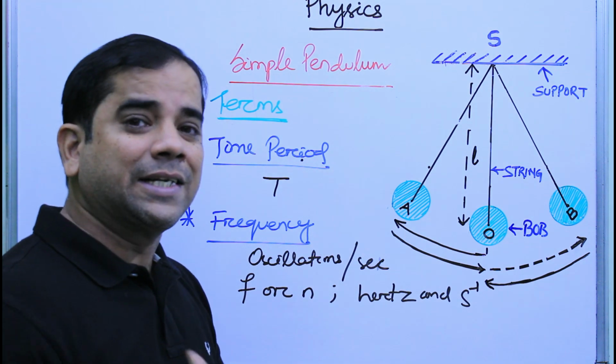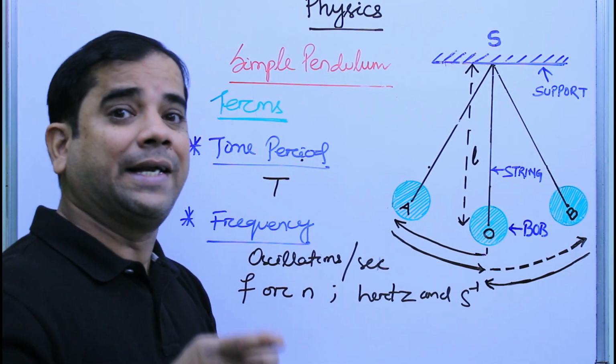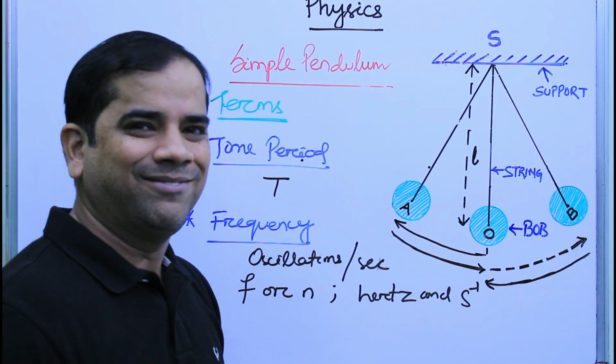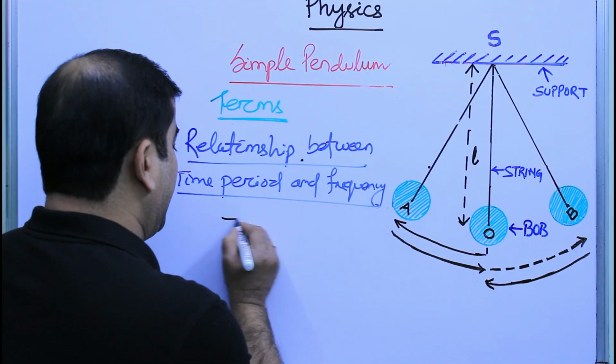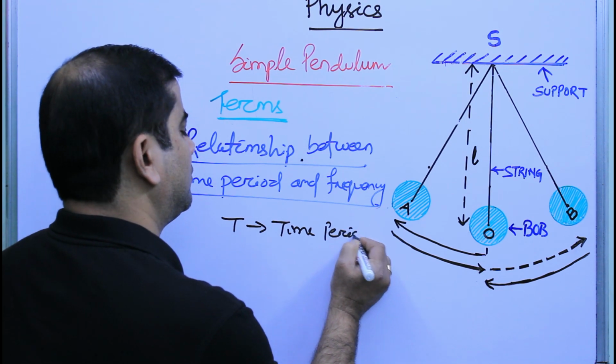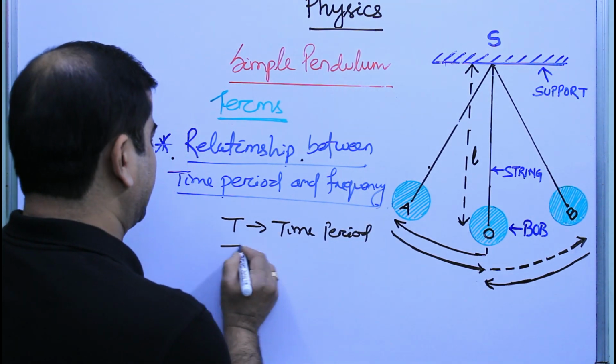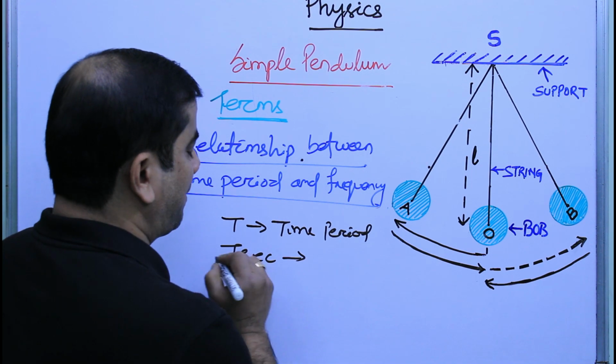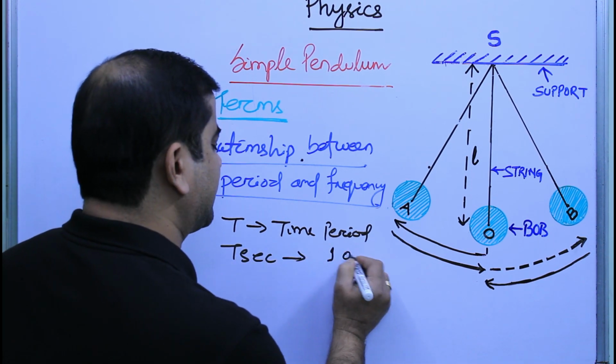Let us now discuss the relationship between time period and frequency. Okay, students, if T is the time period, that means in T seconds, the pendulum completes one oscillation.